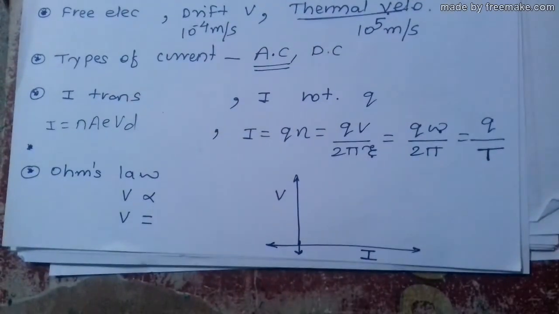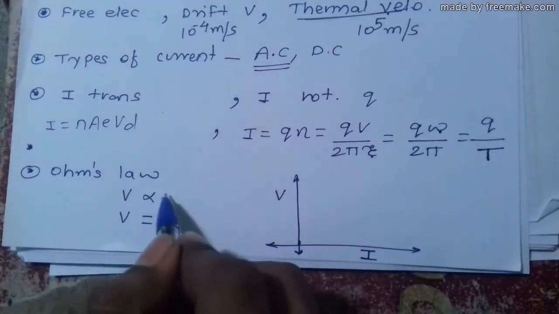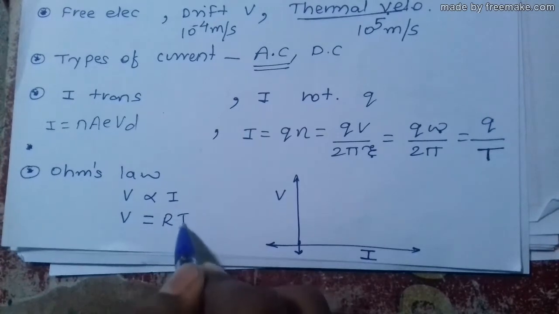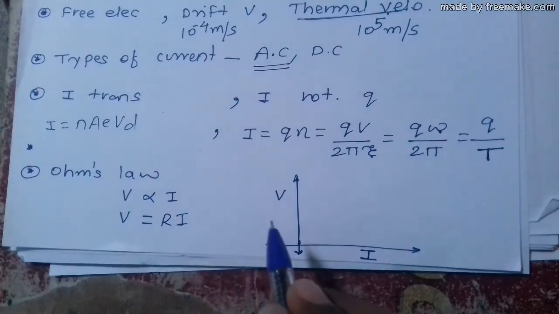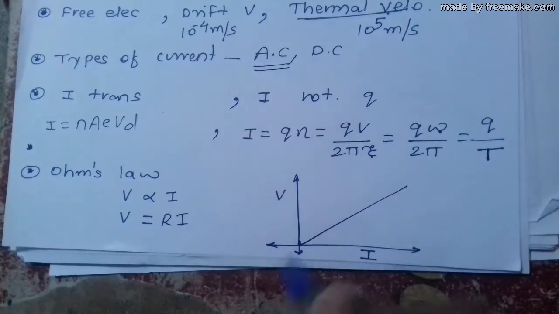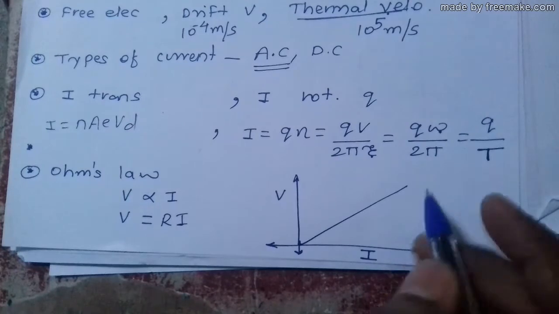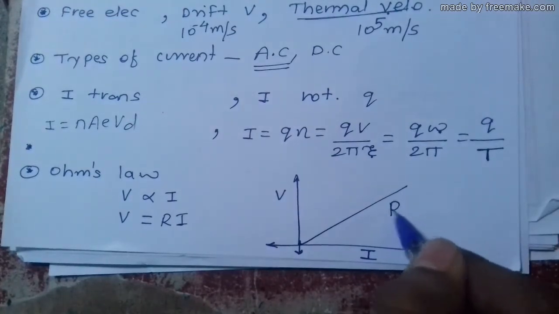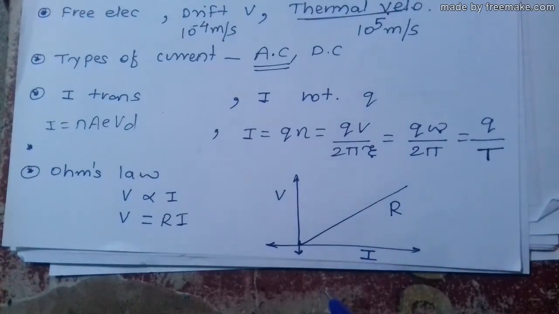Then Ohm's law. Ohm's law is V is proportional to I, V is equal to RI. If we draw the graph V versus I, then it is a straight line passing through the origin. Then the slope of the graph is resistance.